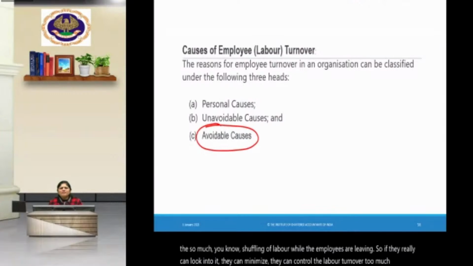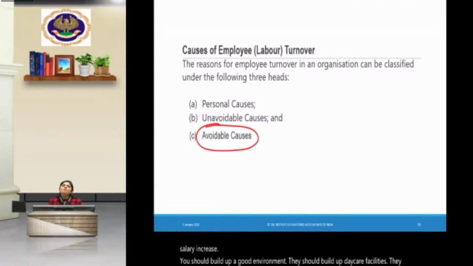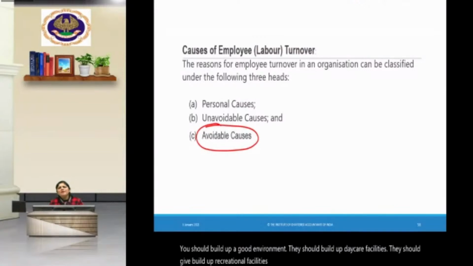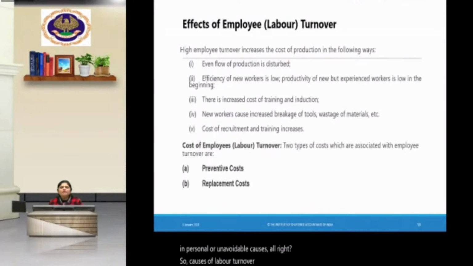They should give better facilities, a salary increase, and build a good environment. They should build daycare facilities, recreation facilities, and give medical facilities. If more and more facilities are given to the employees, fewer and fewer workers will leave the organization. So management can work on the avoidable causes, but not much can be done about personal or unavoidable causes. All right. So causes of labor turnover, and now the effect of labor turnover.